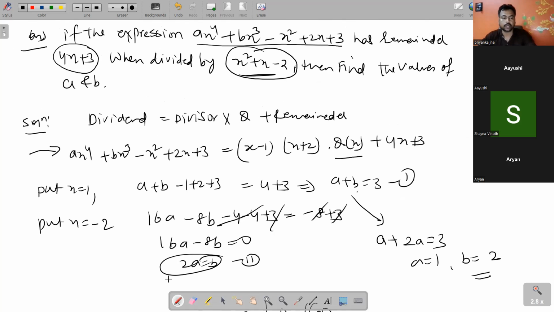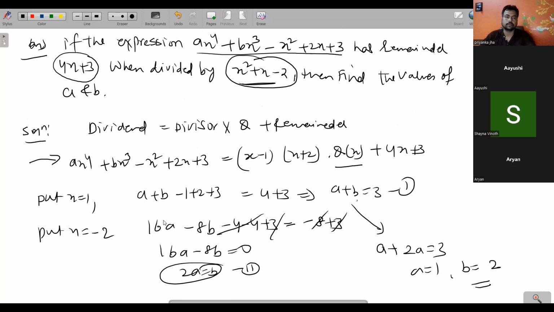Okay, understood. Note it down. And so x minus 1 and x plus 2 is the factorization of x square plus x minus 2, right? Okay.